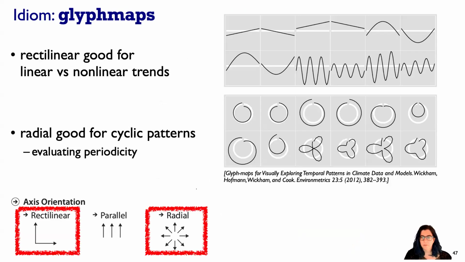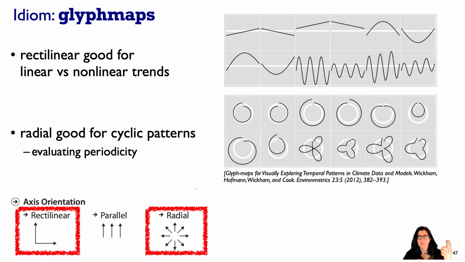So I've given you a lot of examples of why radial can be problematic, but what's it good for? Well, it is really, really good for cyclic patterns. In particular, here are two examples: rectilinear charts on top and these so-called glyph maps, these radial charts, on the bottom. This is actually a paper from Hadley Wickham, the same person who did things like ggplot and the tidyverse, for those of you who keep track of the R world. So for periodicity, it's really nice.